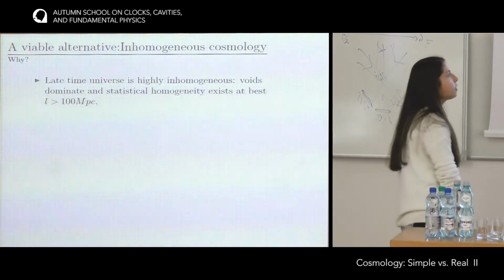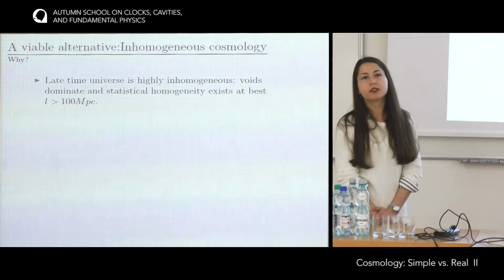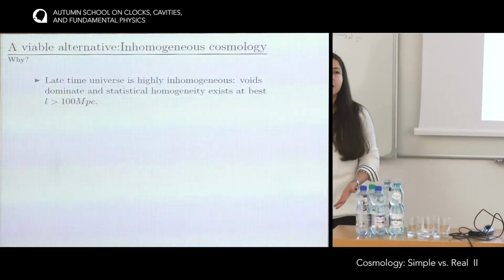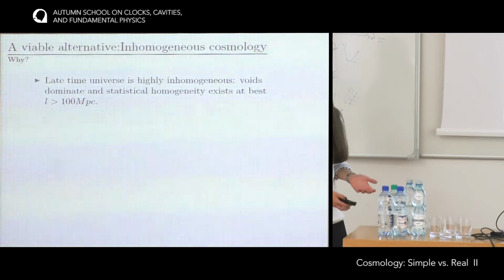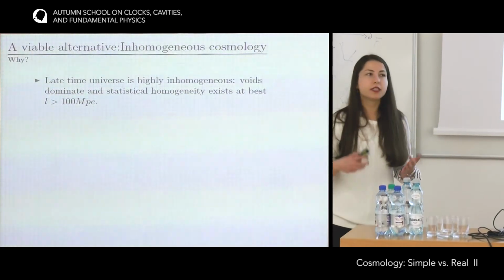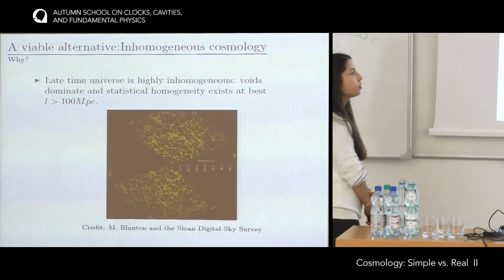When you look at the late time universe, it is actually highly inhomogeneous. Initially we said that the universe is very homogeneous and isotropic. That is true for the early universe, but the current data shows that the universe is far from being homogeneous.